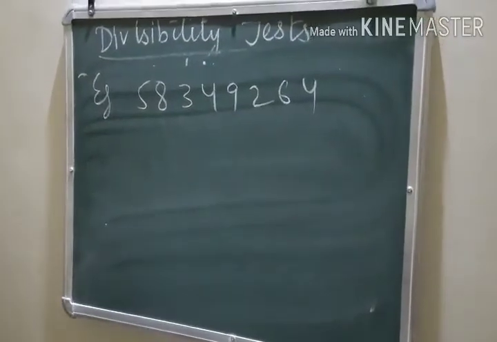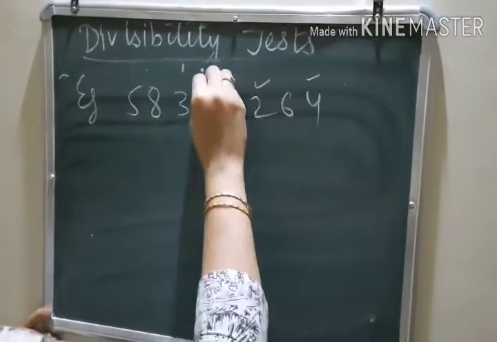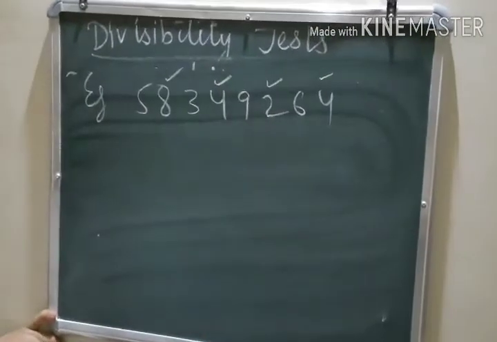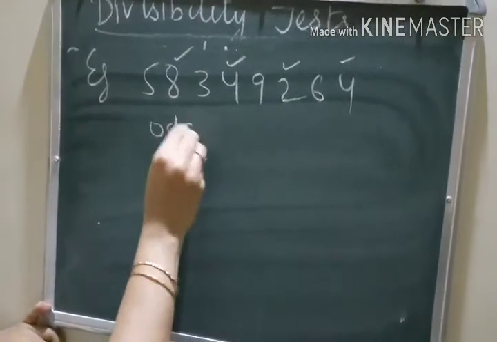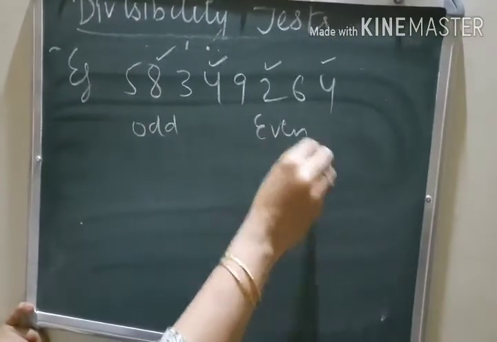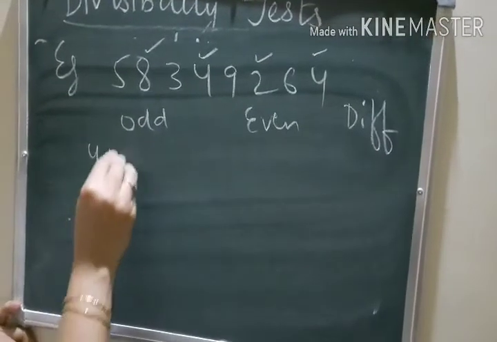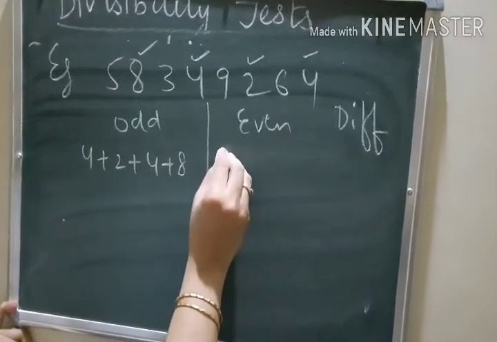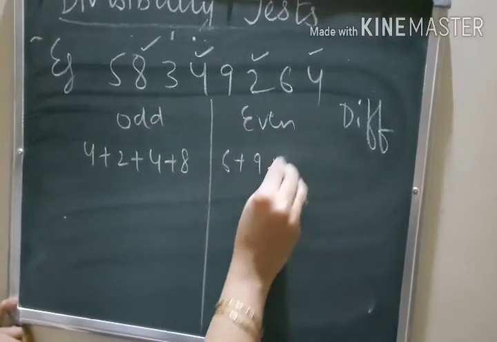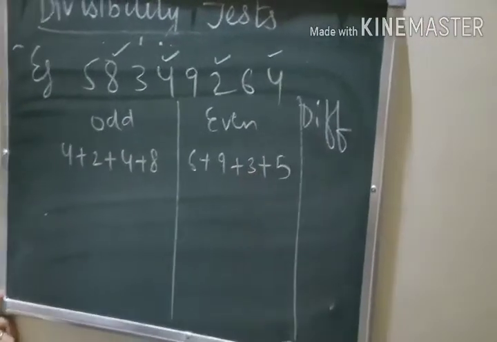Okay. So you have to add these places 4, 2, 4, 8 first. And then you will add the even places. So odd places, even places, and then you will find their difference. So when you add odd places, 4 plus 2 plus 4 plus 8, and even places 6 plus 9 plus 3 plus 5. Okay, add them all.